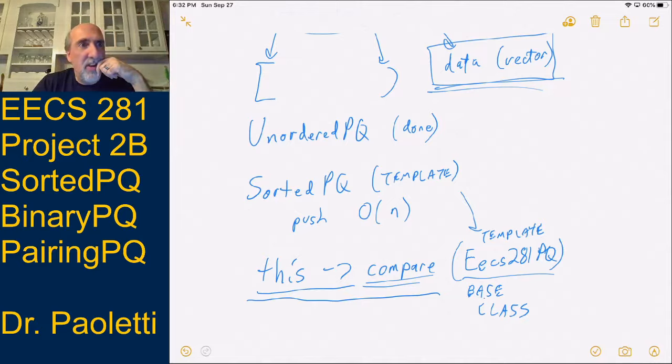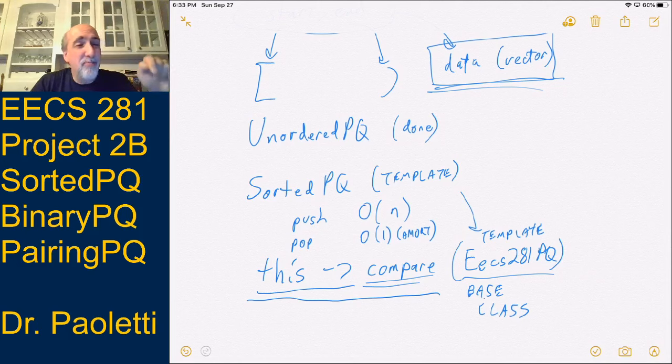Okay, so that mostly takes care of the sorted PQ. We're going to maintain it so that it's always in sorted order. Oh, one other thing that's important about sorted PQ is when we do pop, it says that the complexity of sorted PQ pop is supposed to be O of 1. It might say amortized, I don't remember. Either way, it doesn't matter. It's basically O of 1, which means that the highest priority value better be at the back of the vector.